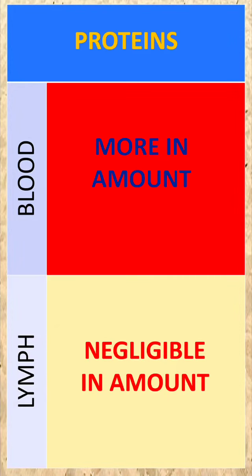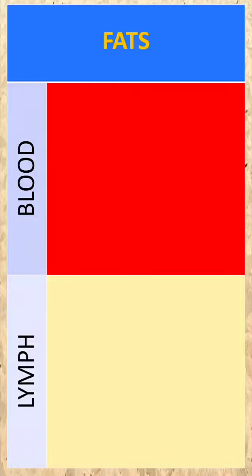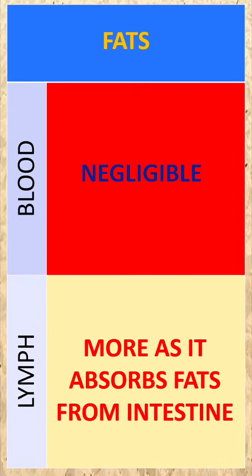Proteins: the blood contains more amount of protein, whereas lymph has negligible amount of protein because the proteins, being large molecules, cannot filter from the thin walls of capillaries. Fats: the blood has got negligible amount of fat, but lymph has got more fat because the lymph is responsible for absorption of fat from the thin intestines.